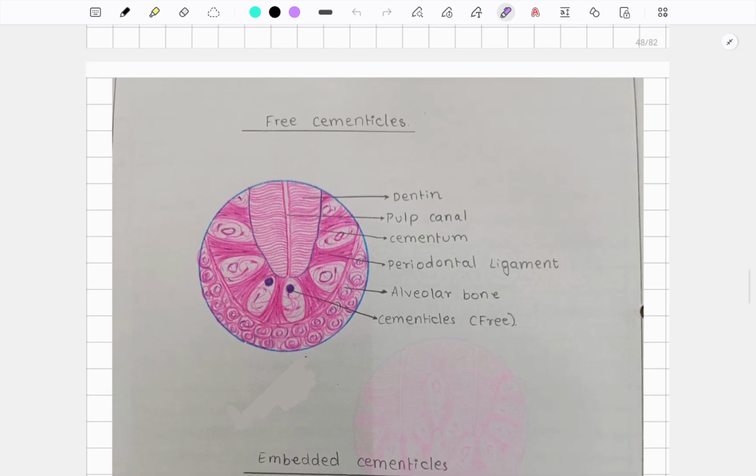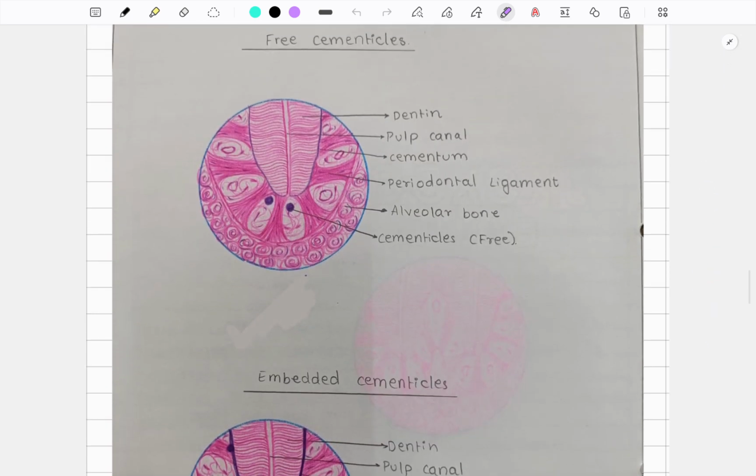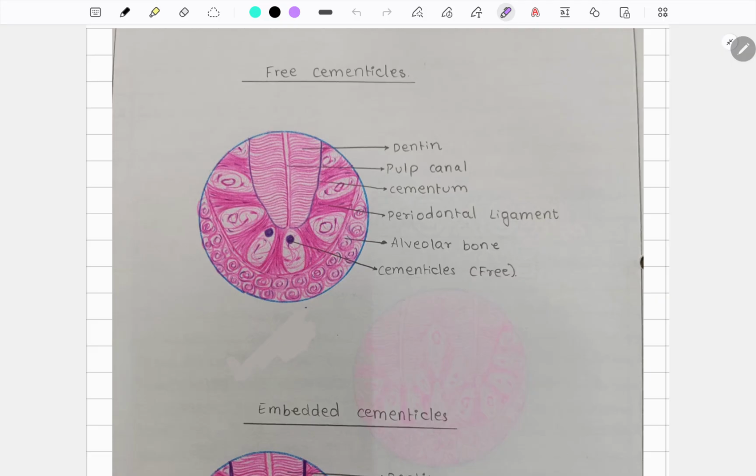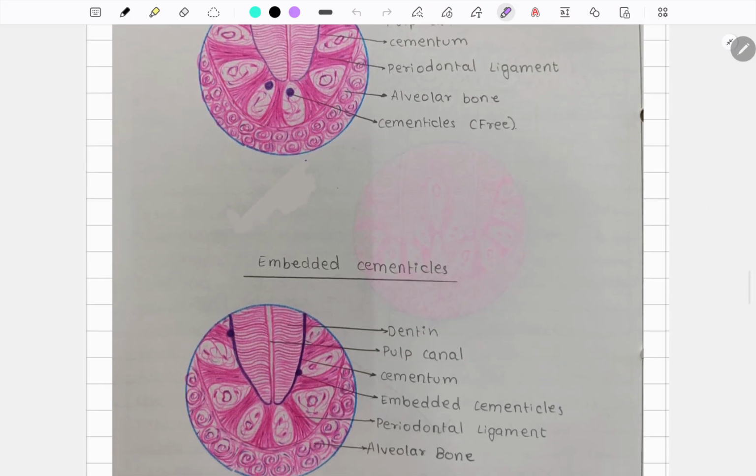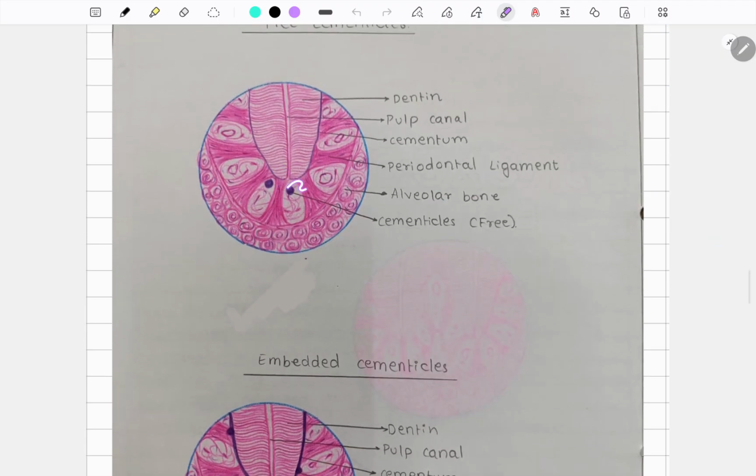Moving on to next, free cementicles and embedded cementicles. First of all, what is a cementicle? Cementicles are small, round or oval calcified bodies in the dental pulp or periodontal ligament, which are either free or attached or embedded. We just need to study the free and the embedded one. So these are calcified bodies present in the PDL.